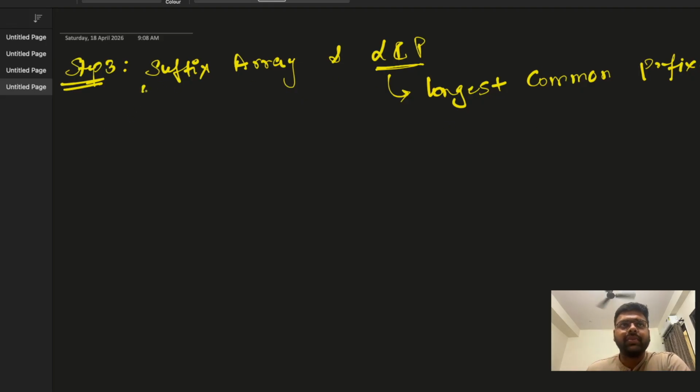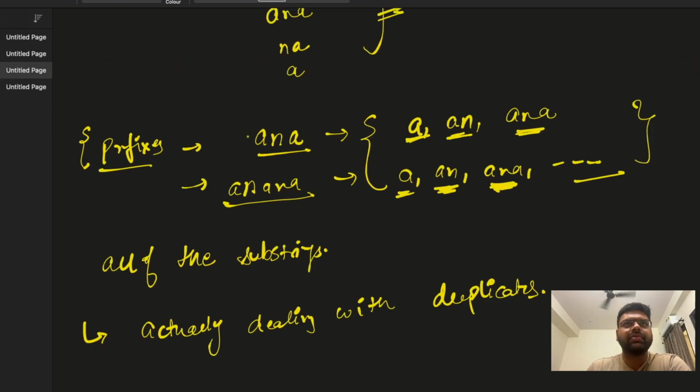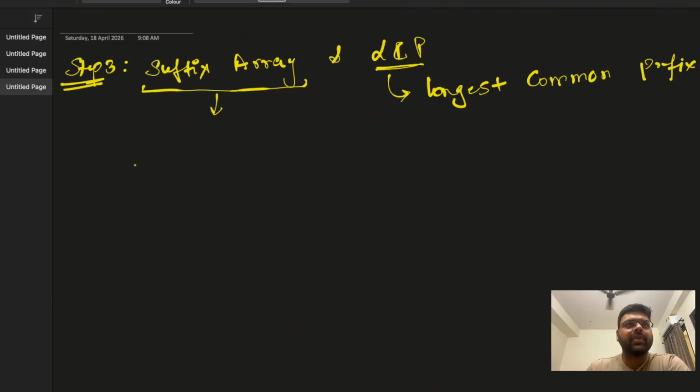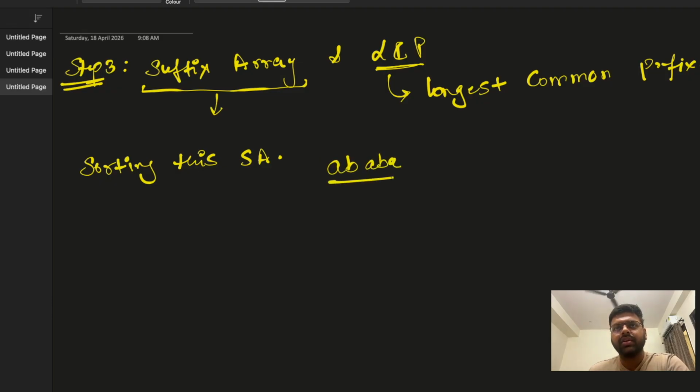So suffix array, by the term only, it is the particular suffix array that we have made here. So this kind of collection of all of the suffixes is our suffix array. Now what I'm saying is, I would be sorting this suffix array, right? Now let's consider an example: ABABA. Okay, let's consider this particular example. Now let's make it a sorted suffix array.